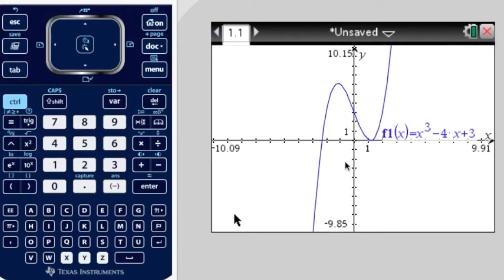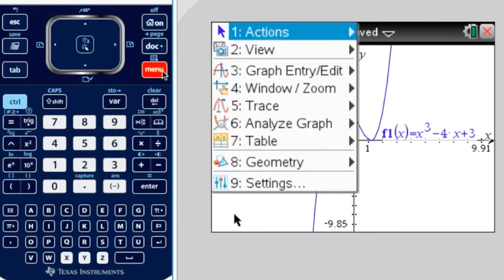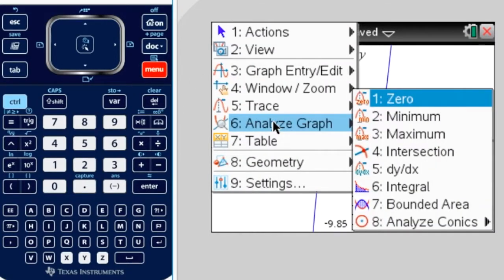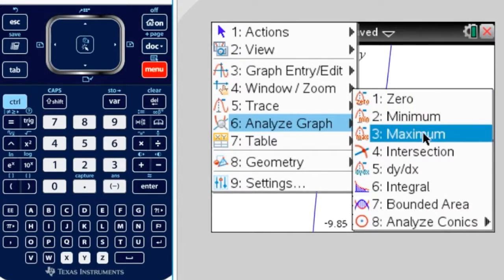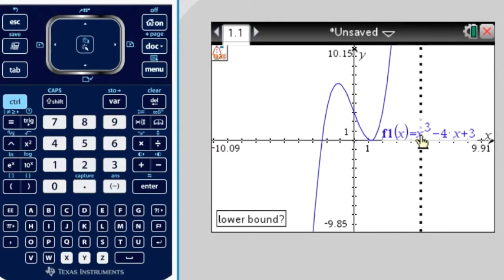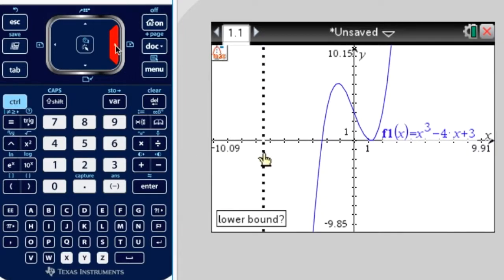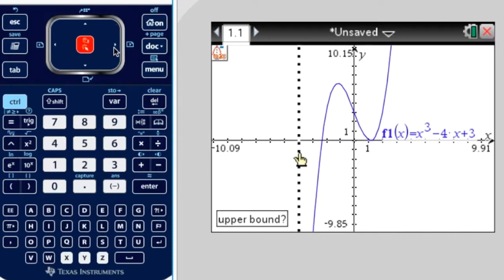Now, the chapter only goes over minimum because they're basically the same thing, but I thought I'd show you both here. So the menu. Again, I'm analyzing my graph because I'm finding out more about my graph, and it's a maximum that I want. So again, for a lower bound, I'm going to use the trackpad, so it's more like what you have to do. So lower bound, I might put it here on the left-hand side. And then I've got to move over to the right-hand side of my maximum.